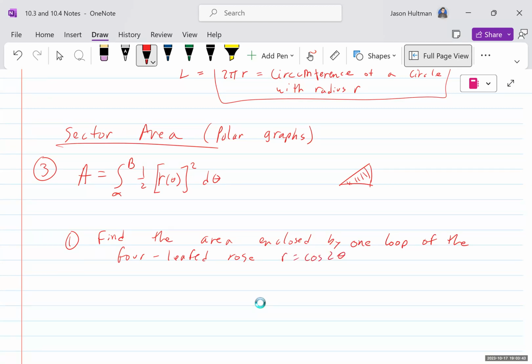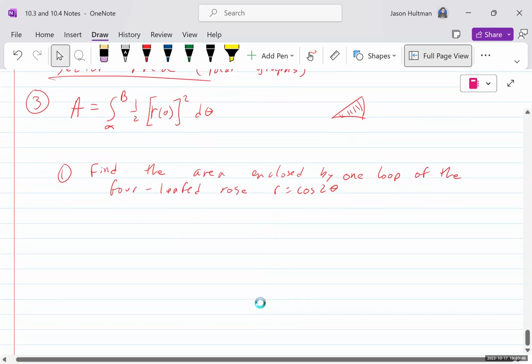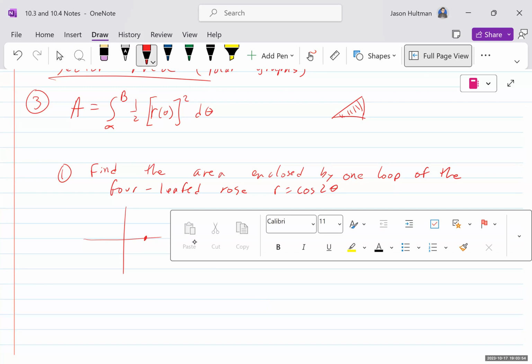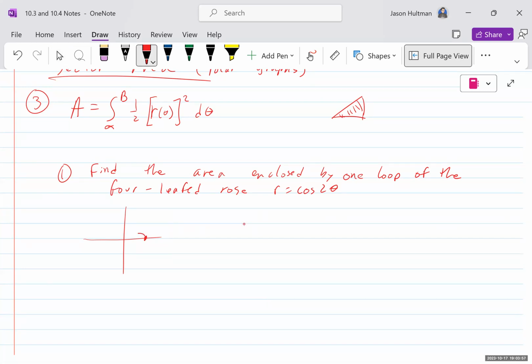Now, if I were to graph this, r equals cosine 2 theta, it would look like this. It would start out here. If I let theta be 0, I would get 1. But then it would go like this, and then like this, and then like this, and then it would come back here. Kind of spirals around. And we get what's called a four-leaf rose. What we want is the area of one of these petals.